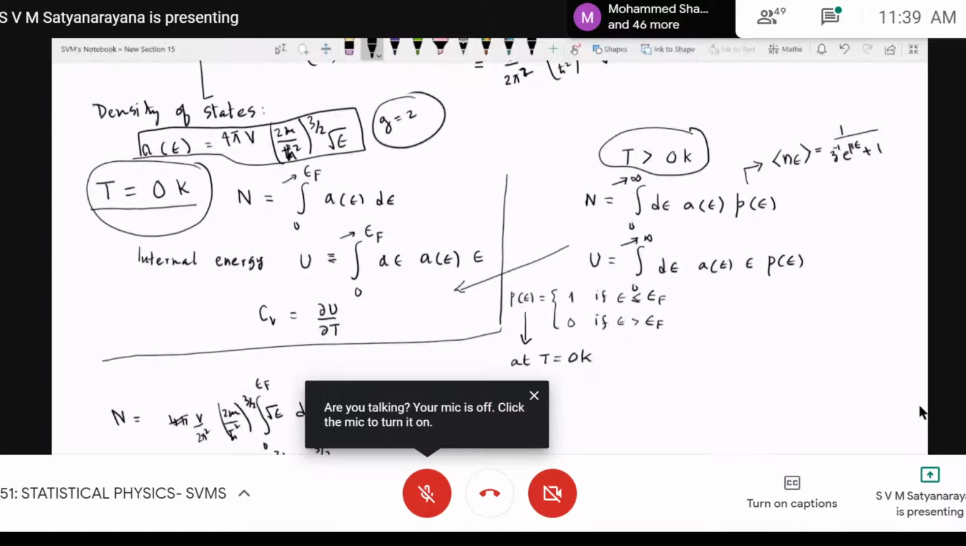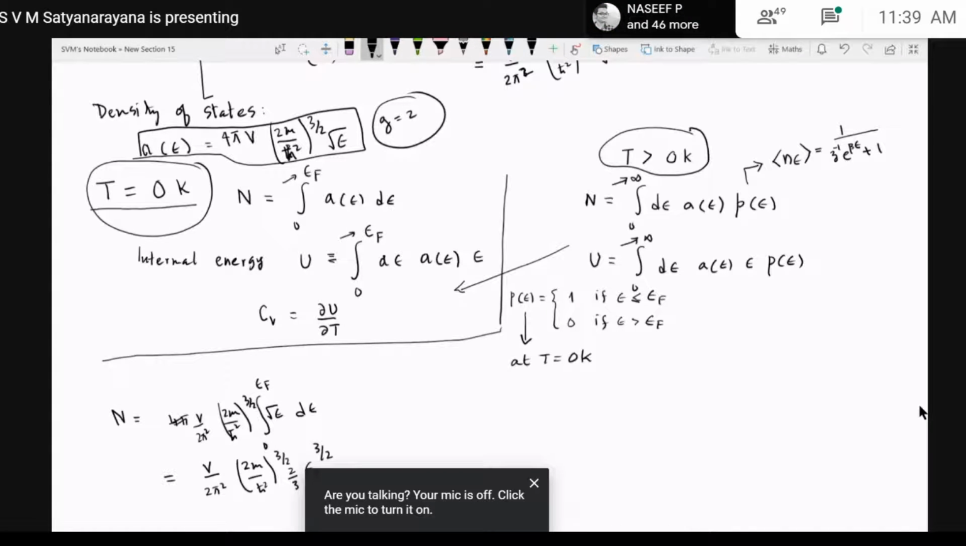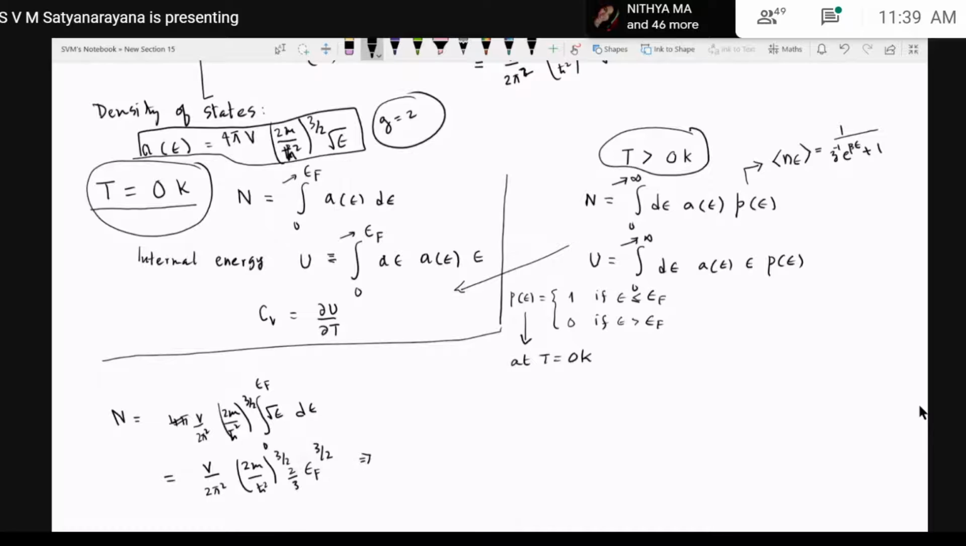Okay, so now what you have is, this implies, epsilon_F to the power 3 by 2 can be written as follows. This 2 will cancel with this 2, and then I have 3 pi square n by V into h bar square by 2m to the power 3 by 2.